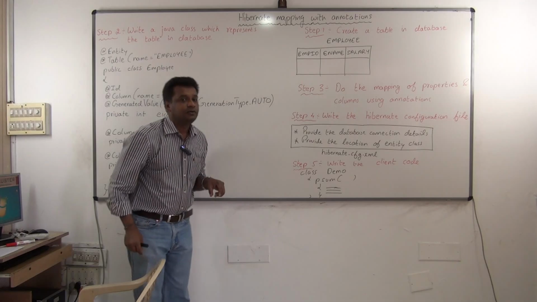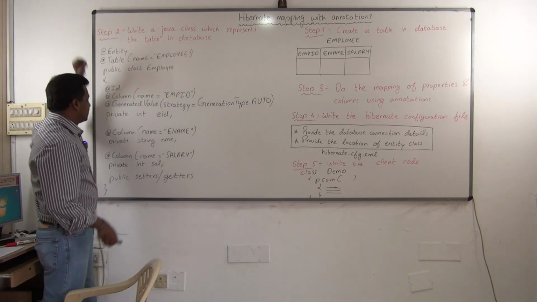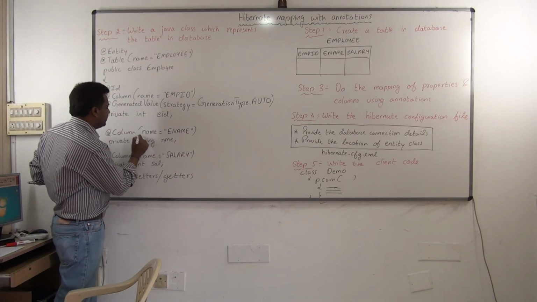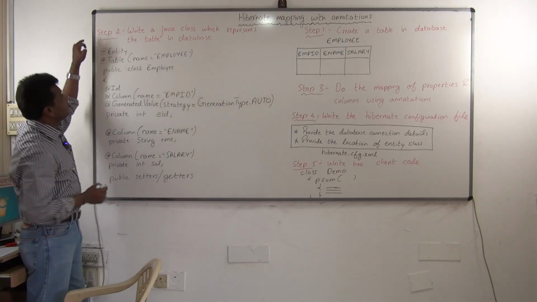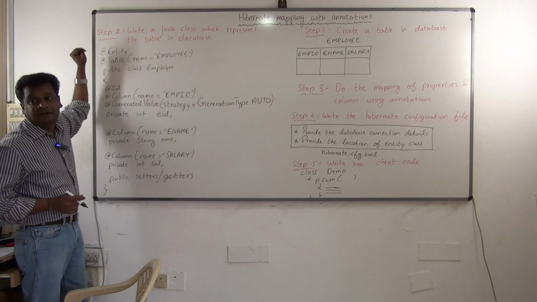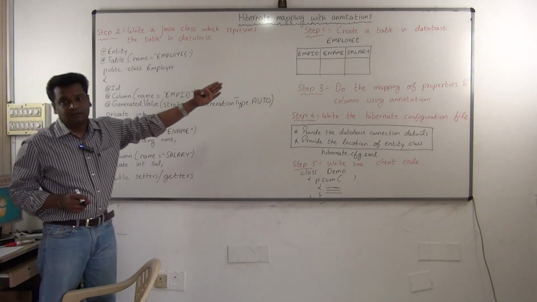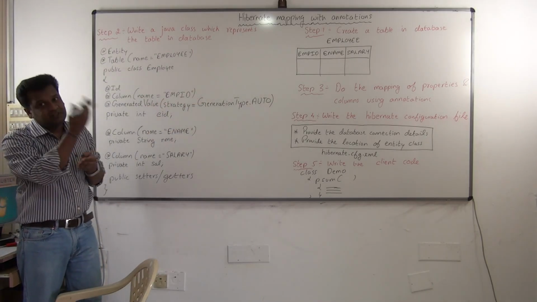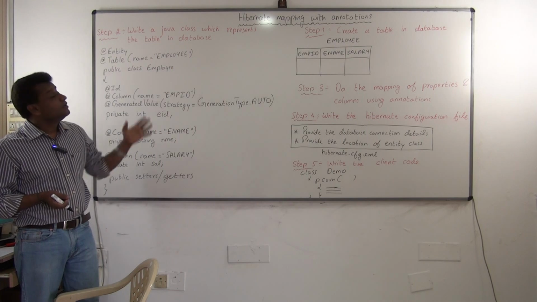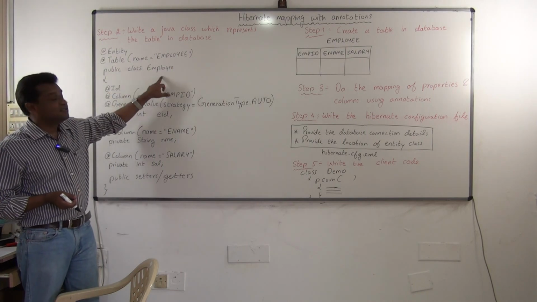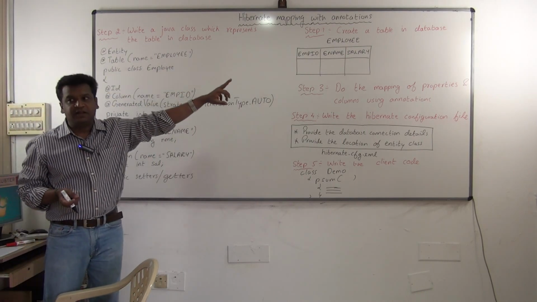What is step number 2? You have to write the Java class which represents the table in the database. Means you have one table, and you have to write a Java class which represents that table. I'll write one Java class. See, this is a class Employee. It will be representing that particular table.